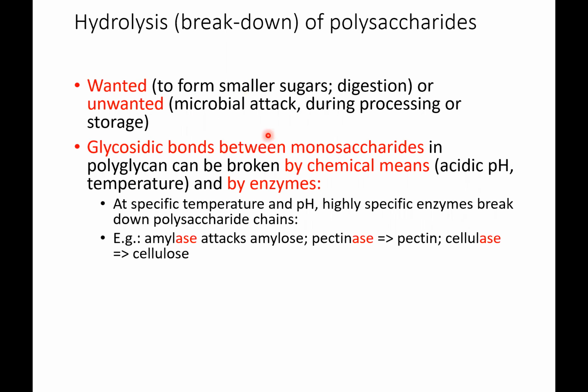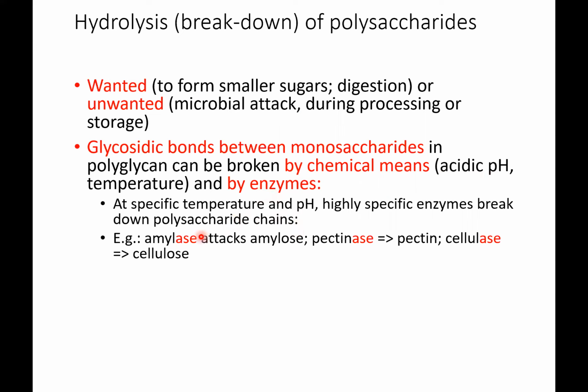How do we do it? We can go with acid, chemical means, and use acids, or we use enzymes. If you do enzymes, we have to be really careful with the temperature and the pH. Enzymes are very picky about that. We use highly specific enzymes that break down the polysaccharide chains.